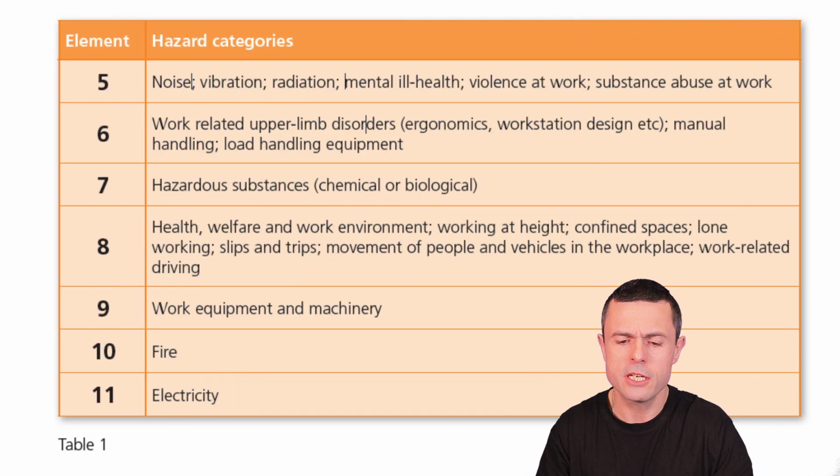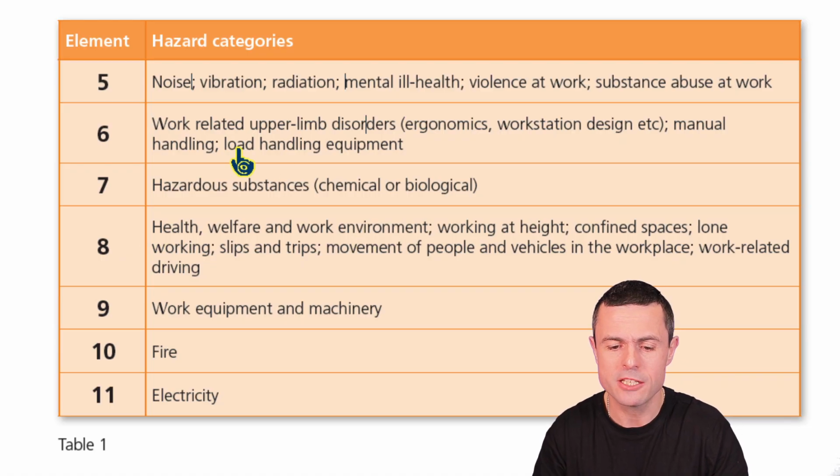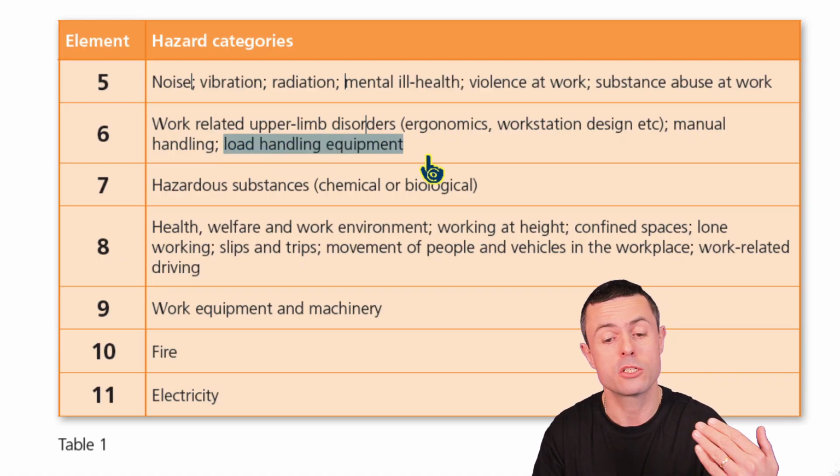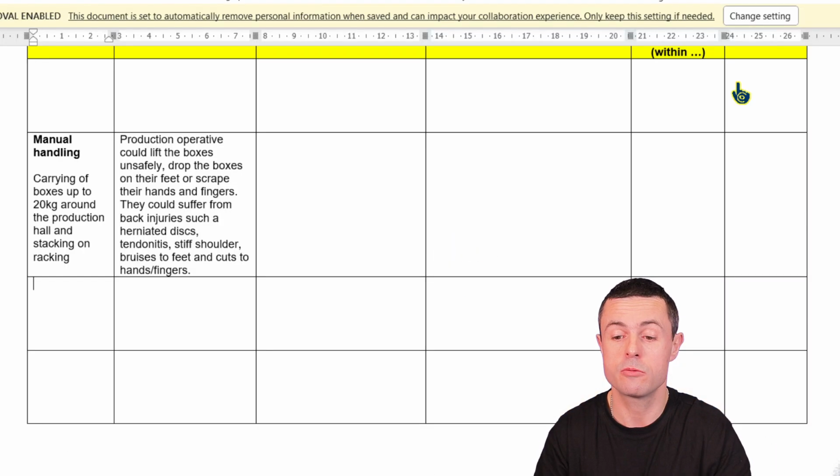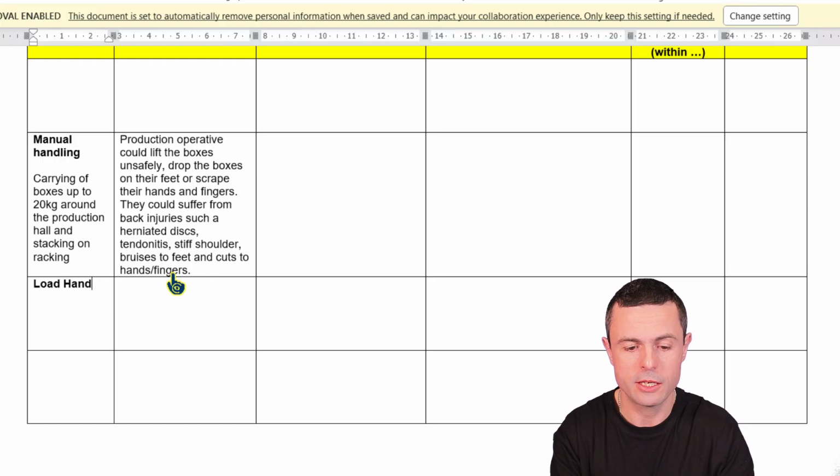So the first thing we're going to do is take a look at the hazard categories. And so the correct hazard category there, the correct way of phrasing it, is load handling equipment. And so we would type that into our risk assessment form right here, load handling equipment.